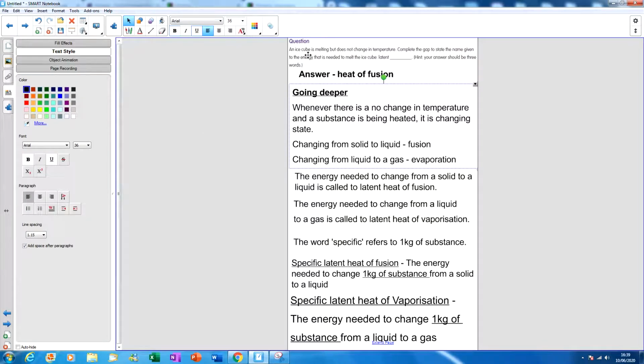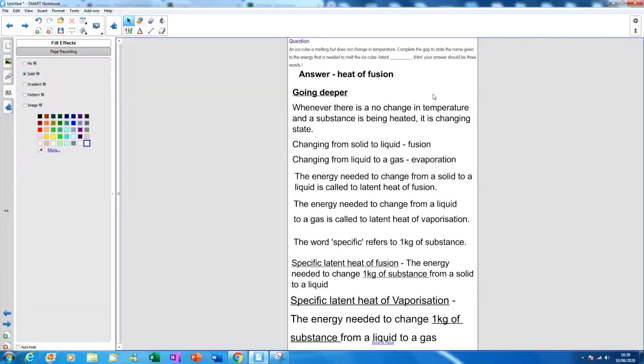Next question. So people struggle with this one. An ice cube is melting but does not change in temperature. Complete the gap to state the name given to the energy that is needed to melt the ice cube. Latent blank. And they've given you a hint. Your answer should be 3 words.